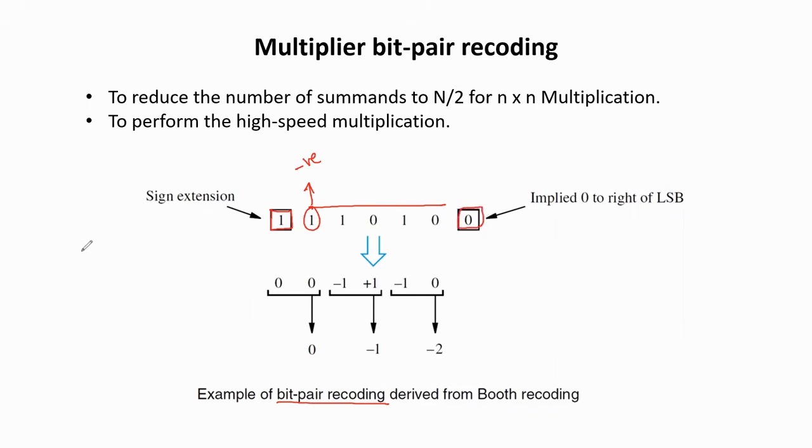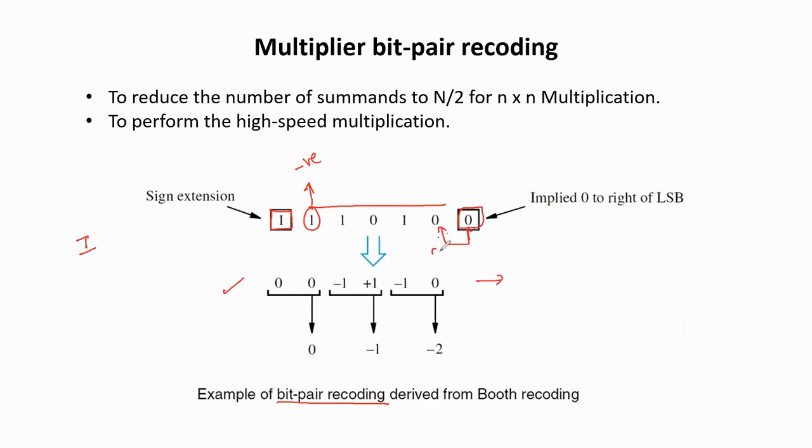There are two methods. The first method is to first convert the given multiplier bits, including the appended 0, into 1-bit recoded multiplier bits. Then from those 1-bit recoded values, we find the bit-pair recoded values. Now to find the 1-bit recoded values, take the difference between two adjacent bits from right to left.